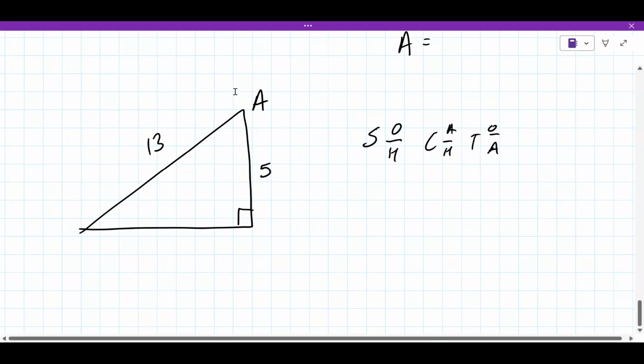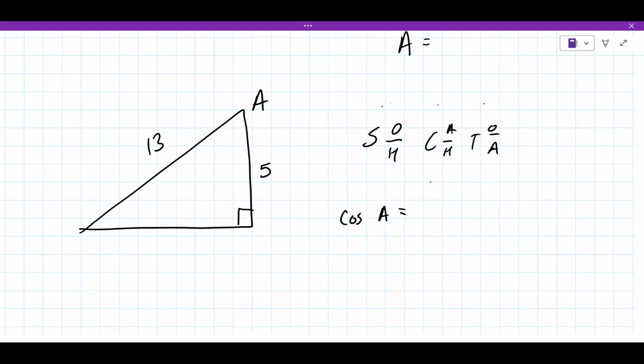Adjacent and hypotenuse. That's correct. Which of these three, sine, cosine, or tangent, uses the adjacent and the hypotenuse? You can just give me the letter. C. It's the cosine of A. Cosine of A equals the adjacent over the hypotenuse.